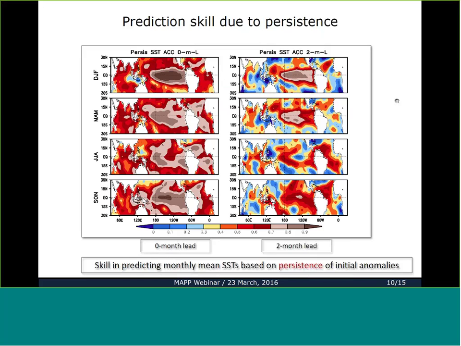I can do that for different time scales. What's shown here is for monthly. I can do it for yearly anomalies or longer time average anomalies, and see what the persistence of those anomalies is.